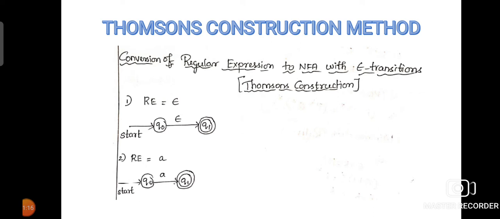First of all, we are going to see Thompson's construction method. So Thompson's construction method is to construct the finite automata system, especially NFA, non-deterministic finite automata systems with epsilon transitions, for the given regular expression. So in these problems, we will be given the regular expression. We have to construct the NFA systems for the corresponding regular expression.